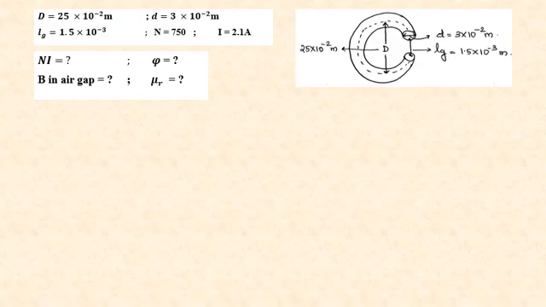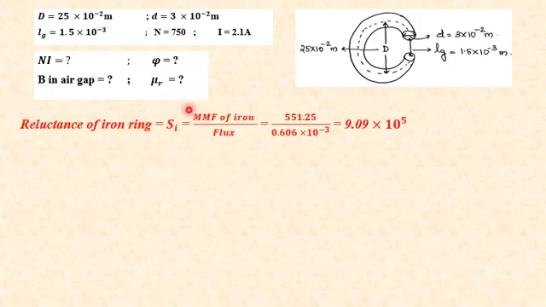Now the next parameter that we have to find is mu r, the relative permeability of the iron material. The value of mu r can only be found from the reluctance value. The reluctance of the iron ring Si can be written as the MMF of the iron ring divided by flux. From that we get reluctance Si equal to 9.09 into 10 raised to 5. We know that Si is equal to Li by mu 0 mu r into A. The area of cross section we know, and mu 0 is a known value. Then the Li value, that is the mean length of the flux path, we can find since the mean diameter of the ring is given.